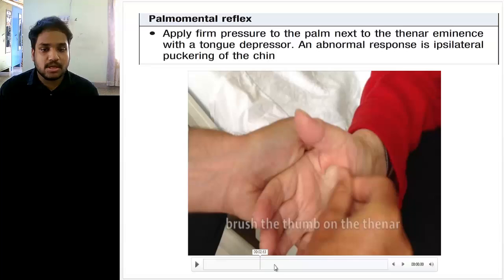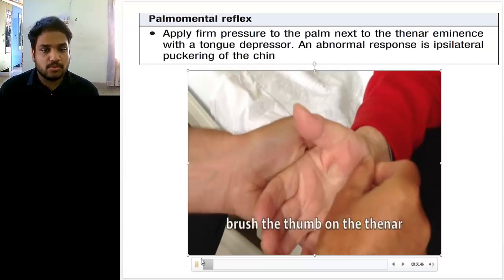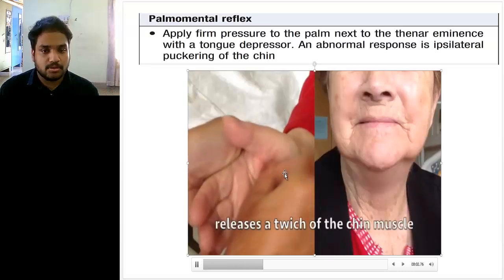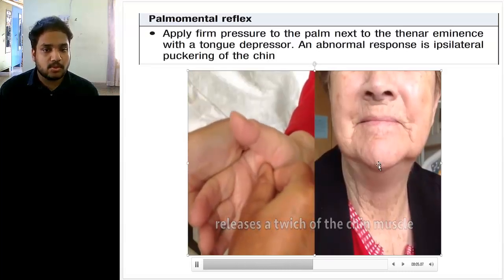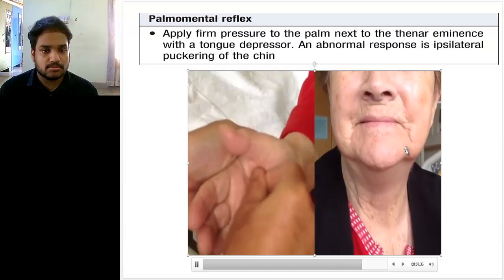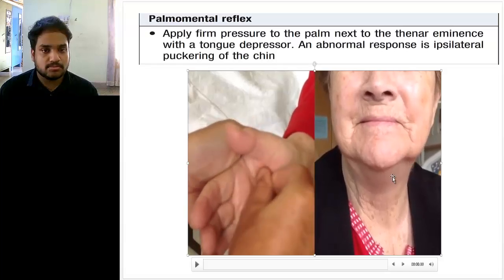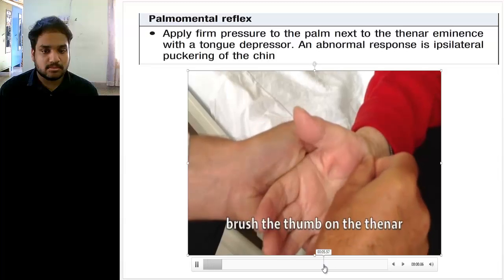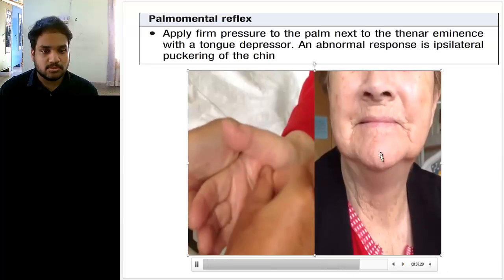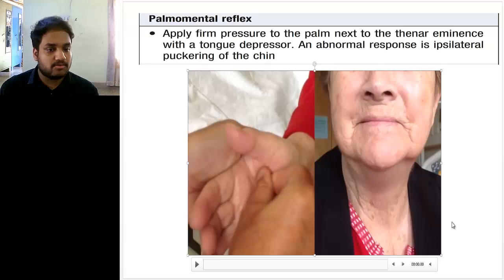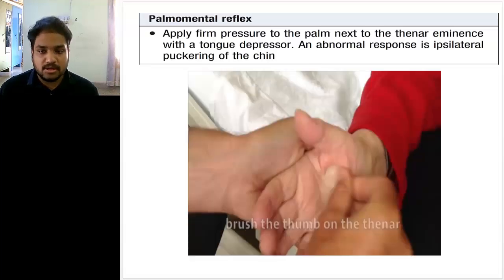Then another reflex is the palmomental reflex. That is, you are applying firm pressure to the palm and on the thenar eminence, and the abnormal response is ipsilateral puckering of the chin. You can see in this video, right? While he is rubbing on the thenar eminence, there is a twitch. Look at the chin. Yeah. You can see the puckering of the chin. So that is the palmomental reflex.